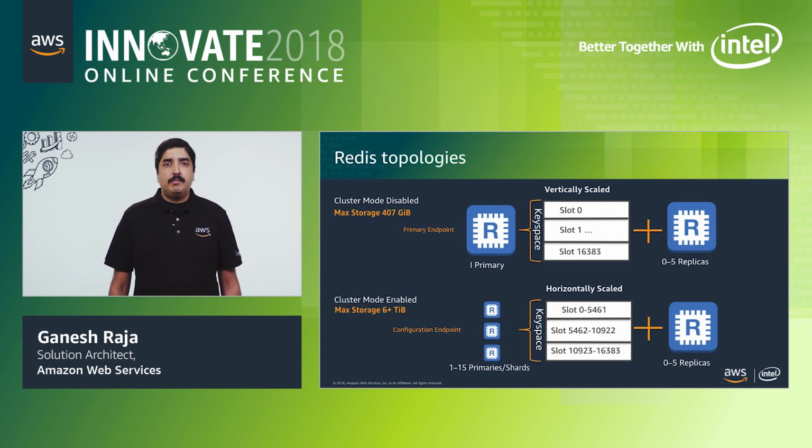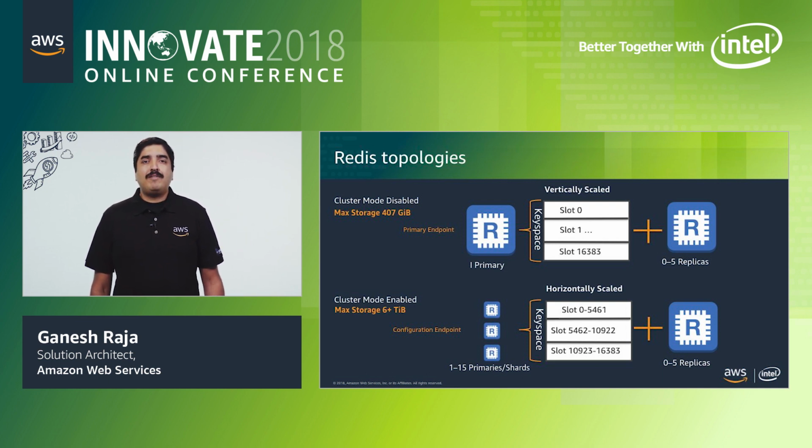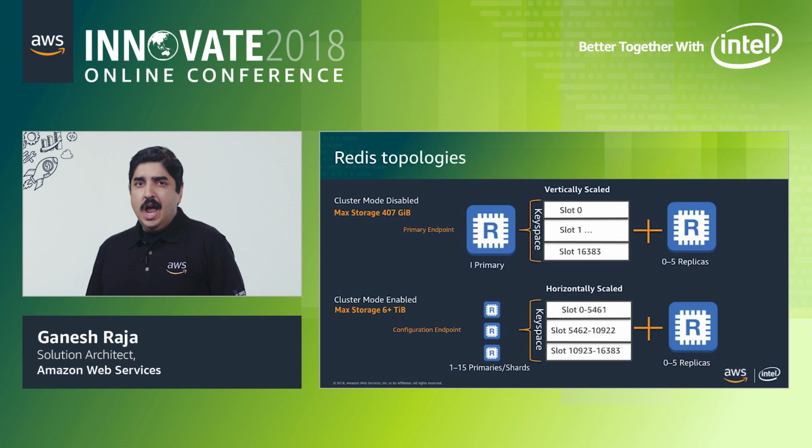With clustered mode enabled, it is primarily a horizontally scaled environment. So you have up to 15 shards. A shard is made up of a primary and 0 to 5 replicas, and each one of these shards essentially owns a portion of that key space. So it's a hash slot range, and a default distribution would be to divide the hash slots across the number of shards that you have. So that mostly is the difference between cluster mode enabled and disabled.